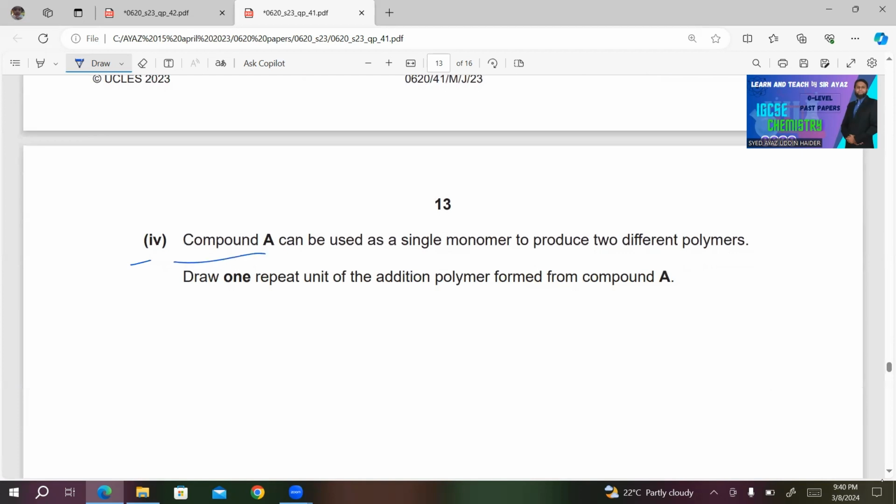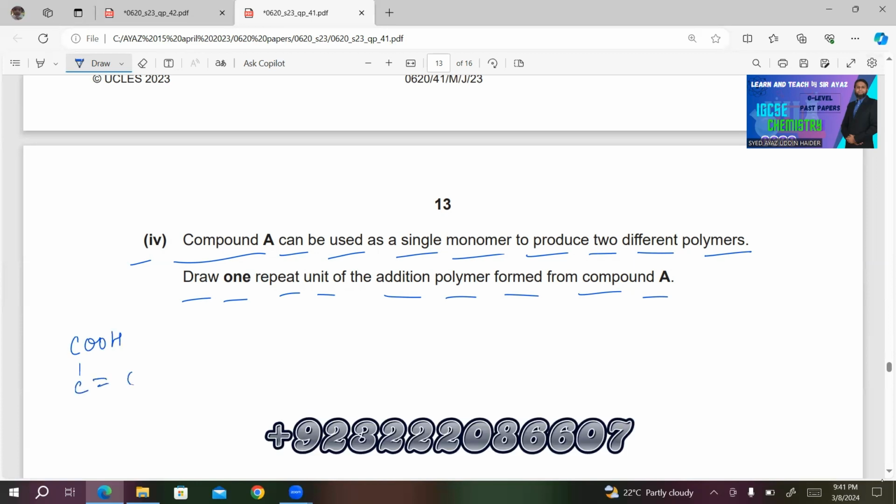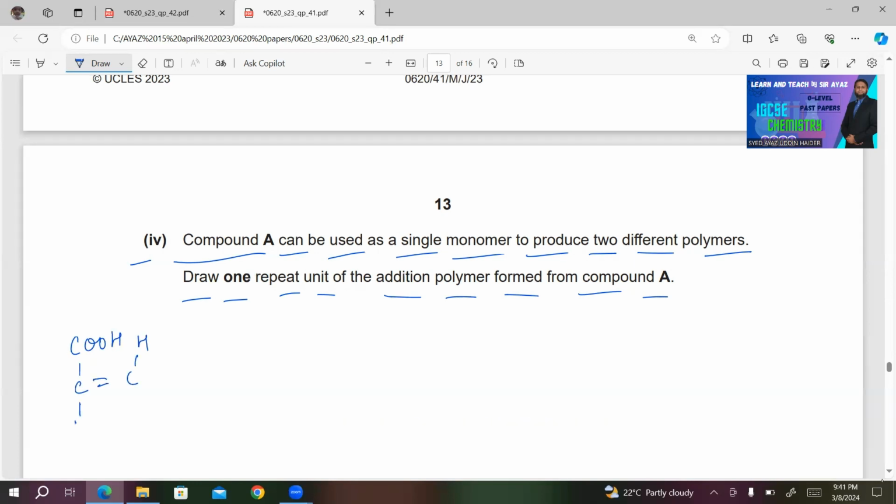Number 4, compound A can be used as a single monomer to produce two different polymers. Draw one repeat unit of the addition polymer formed from compound A. We need to draw the addition polymer formed from compound A. For your convenience, I am drawing the monomer. We have COOH, C double bond, CH, and here we again have H, and we have CH2OH.